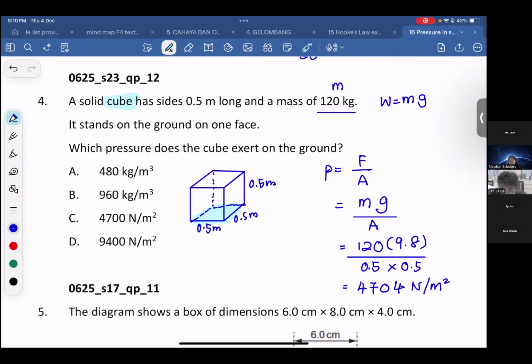This is from my calculator. But why is the answer C, 4700, not 4704? Because they want 2 to 3 significant figures. If 2, the zero goes in, so no need to add extra 1 to the 7. If 3 significant figures, 4 is less than 5, so we also no need to add 1. If we add 1, it will be 7, 1. But right now the 4 is less than 5, so no need to add 1. So our answer is 4700. Is that clear?